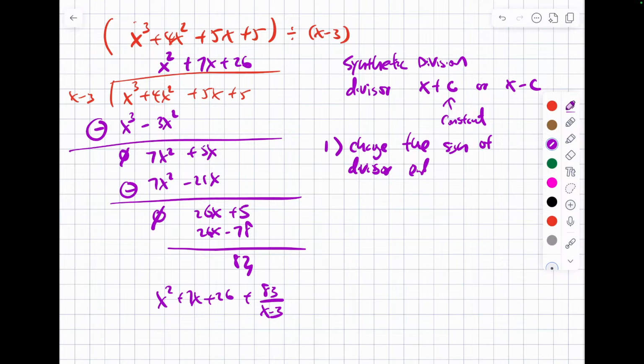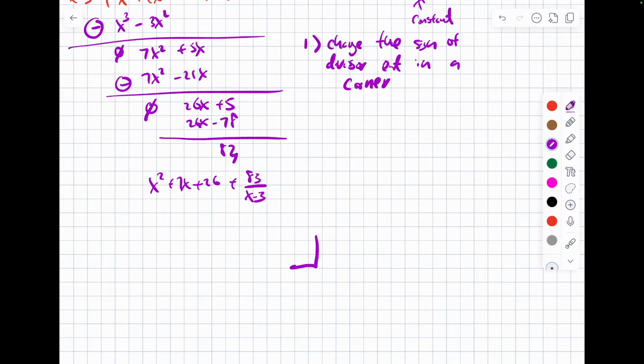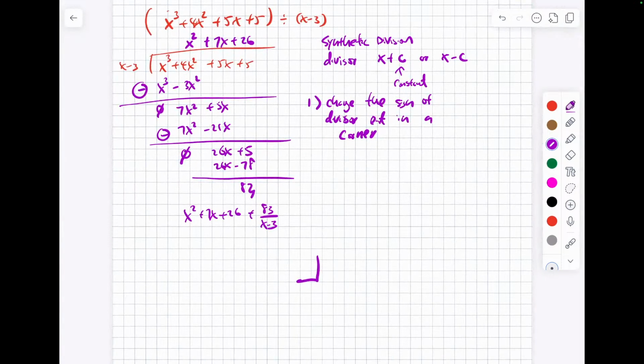and put it in a corner. And I'm talking about corners like this. Take a right hand corner like this, and you change the minus 3 to 3 like this. So if it's x minus 3, you put a 3. If it's x plus 3, you're going to put a negative 3. Is that okay? What did that say? Change the sign of the divisor and put it in a right corner like this.